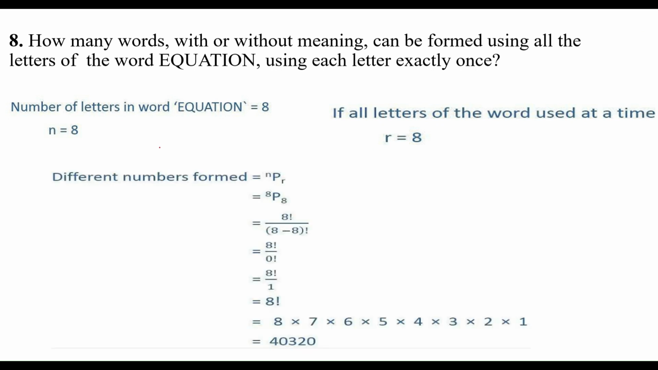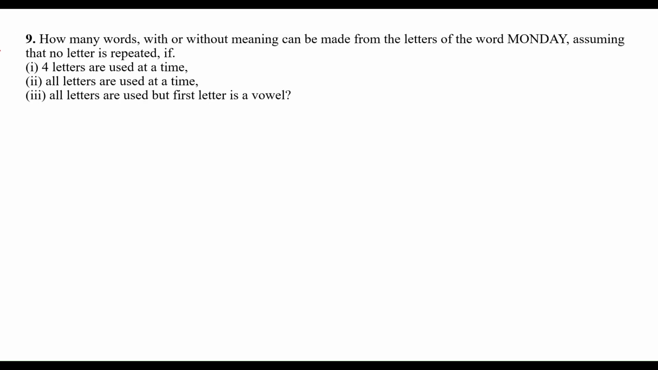So the formula is this one. nPr is what? 8P8. Then 8 factorial divided by (8 minus 8) factorial. n minus r, the value of n is also 8 and r also 8. So it is 0 factorial. Then 8 into 7 into 6 into 5 into 4 into 3 into 2 into 1, and when we multiply we get the answer as 40320. Okay, now let's move on to the ninth problem.